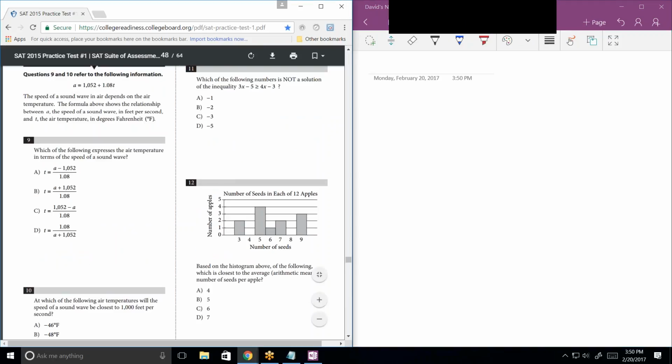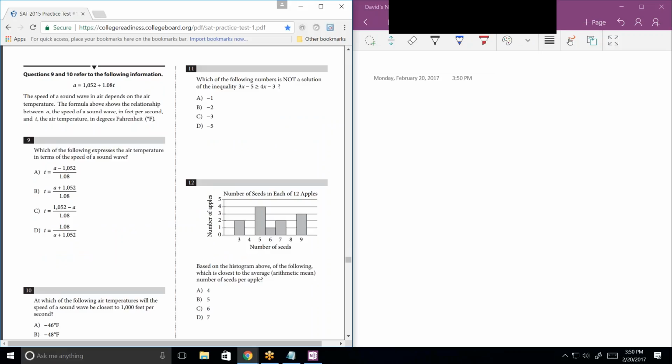All right, questions 9 and 10 are with regards to that equation you see at the top left. A equals 1052 plus 1.08t. Solve that for t, and that's what question 9 says. What do you get when you solve that for t? Get A.